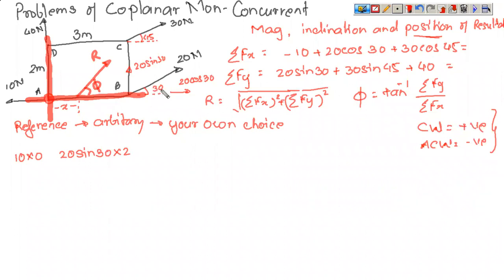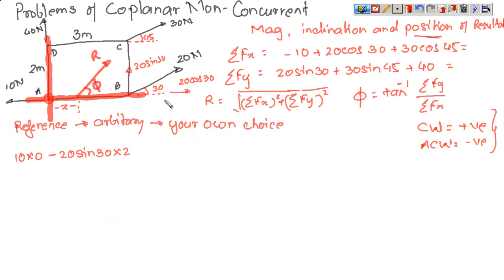Now, what do you mean by clockwise or anti-clockwise? If you look, this force is parallel to the dark line AD. How will 20 sin 30 approach AD by covering the shortest distance? If it moves in the anti-clockwise direction, it will cover the shortest distance and touch AD. So this is anti-clockwise in nature and this is minus.